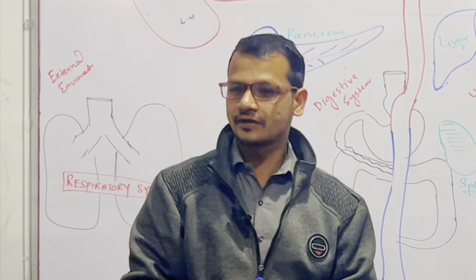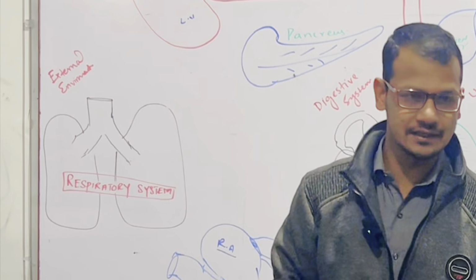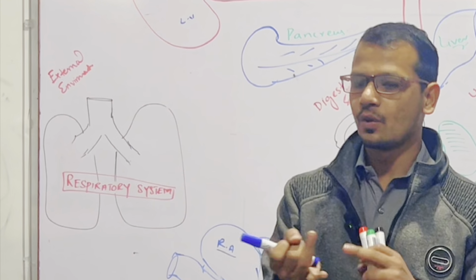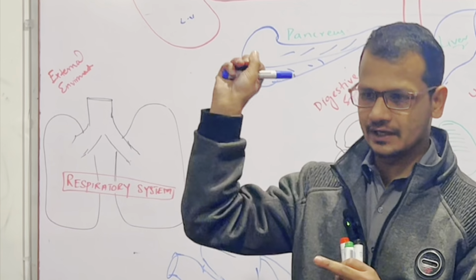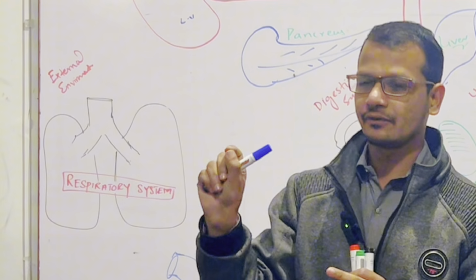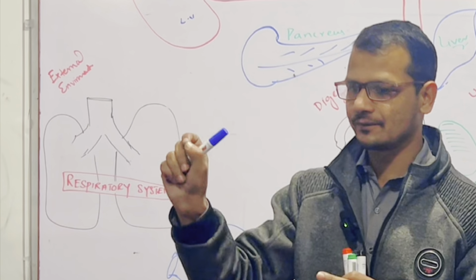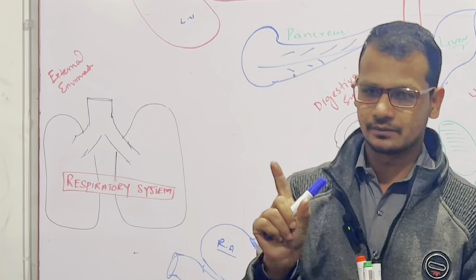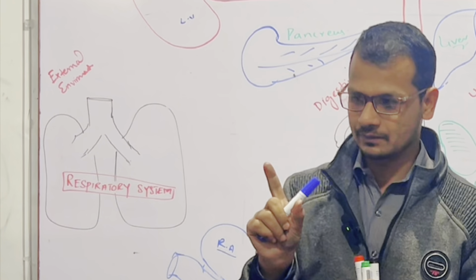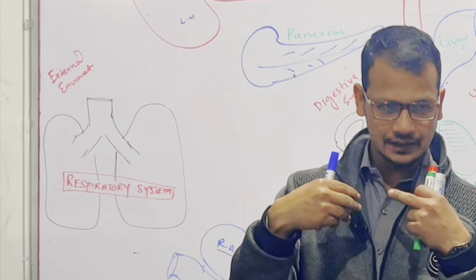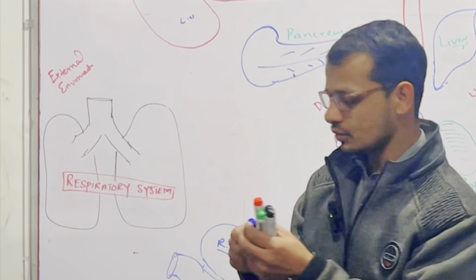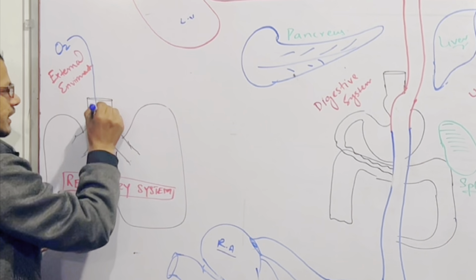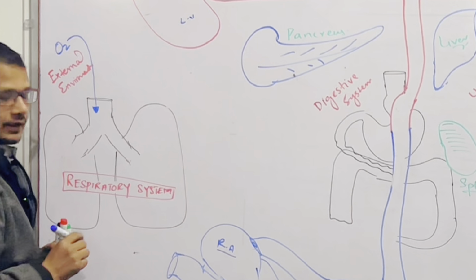Oxygen is coming from trees through photosynthesis. In photosynthesis, carbon dioxide and water react in the presence of ultraviolet rays, and it forms glucose plus oxygen. The oxygen formed is in gaseous form. And when we inhale the air, we take oxygen. So we take oxygen from the external environment.